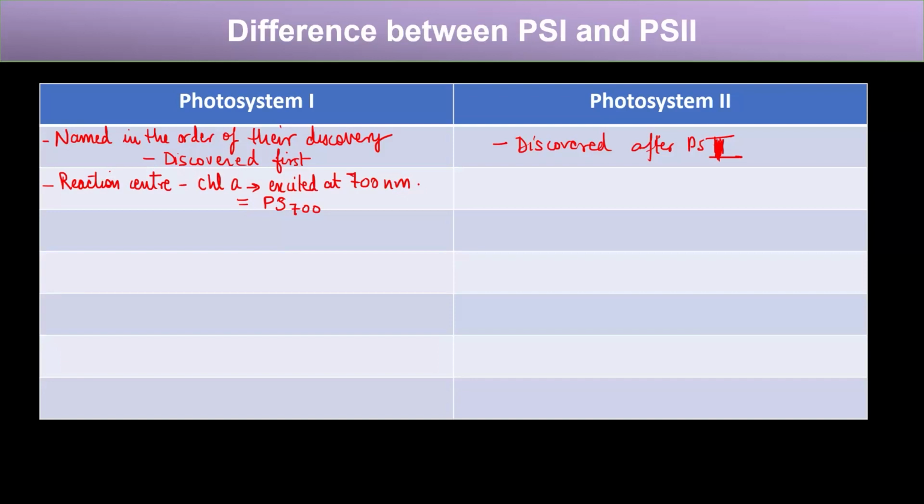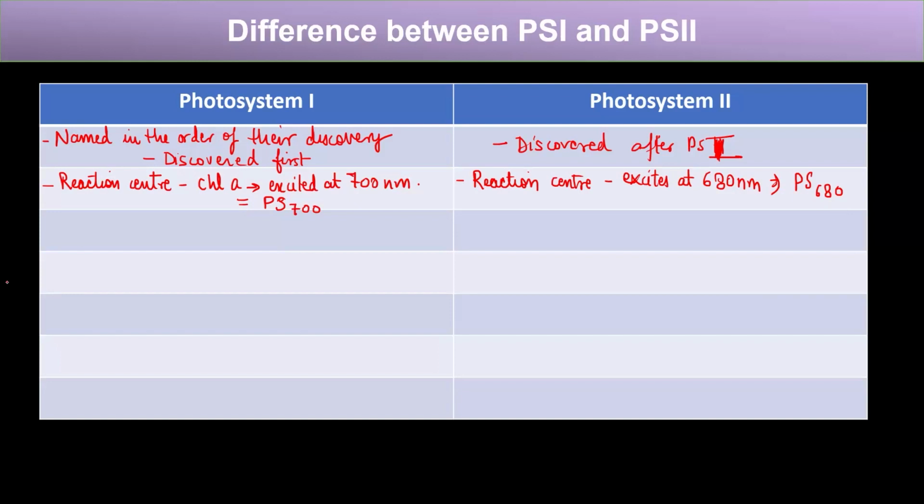Okay. Now, what kind of reaction center does photosystem 2 have? The reaction center in photosystem 2 gets excited at 680 nm. And because of this, it is known as PS680. Because of this reason, it is known as PS680. So photosystem 1 is also called PS700, and photosystem 2 is called PS680. And now we know the reason.